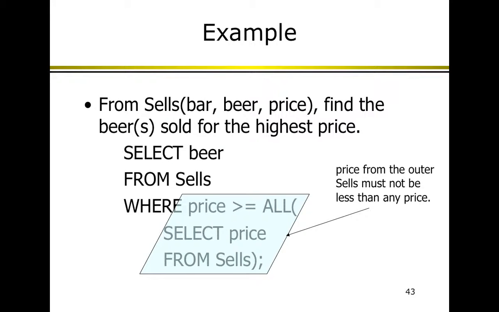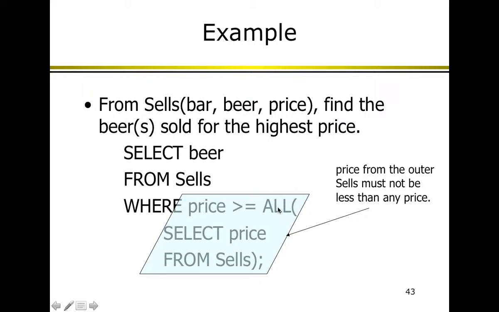So here's an example. From sells, bar, beer and price, find the beers sold for the highest price. Wow. We just won the lottery and we want to buy beer at the highest price possible. So we want to find from the sales, what bar sells the beer at the highest price? So the subquery here is select price from sells. This is going to give us a bag of prices. $5, $2, $5, $12, $2, $5, $1. Randomly, because we're going to just select the price from all the entries in sells. No condition or anything. And this query is going to be in the opening and the closing brackets here.